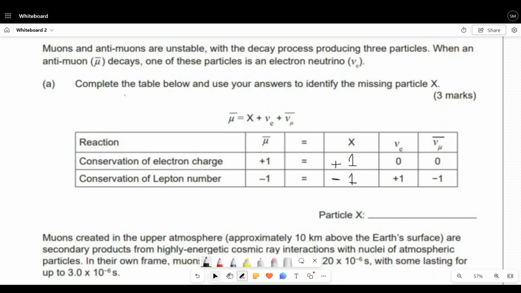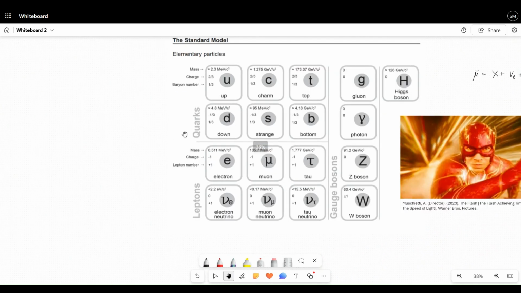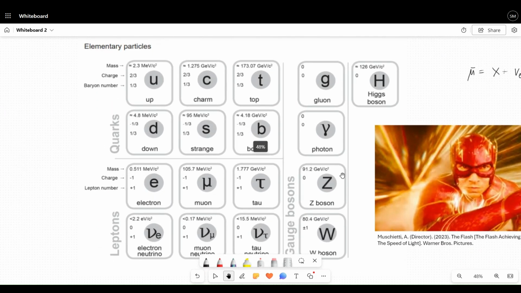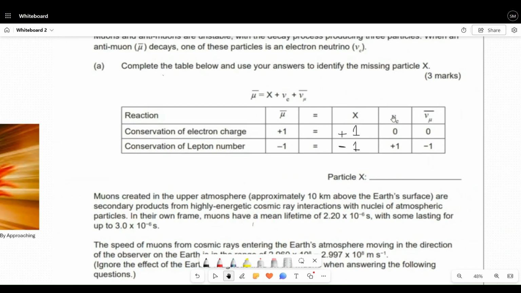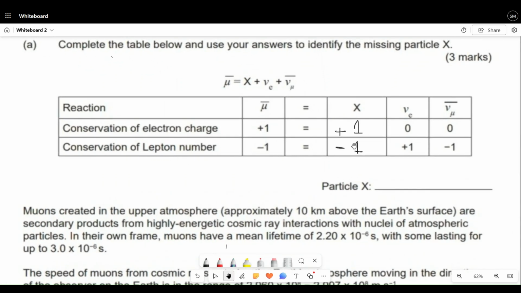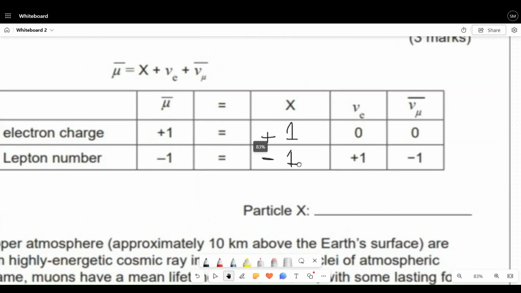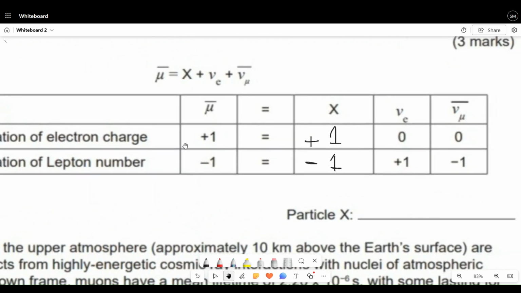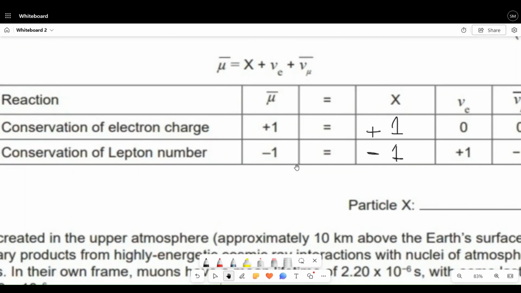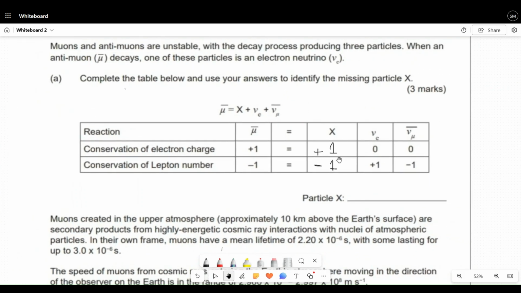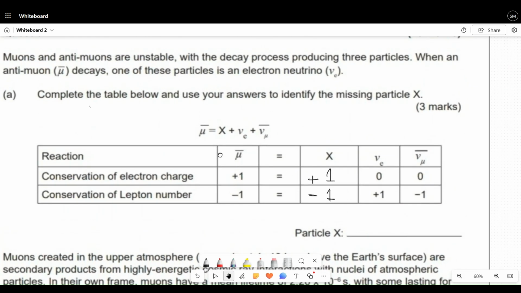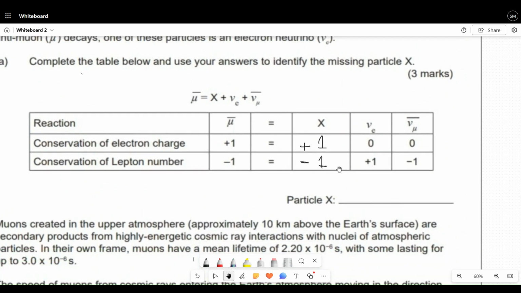Okay, so what is particle X? Well, for this, we have to refer to our standard model, which is in the formula sheet. So we can use this here to try and identify what particle X is. We know two things about particle X. We know it has an electric charge of +1, and we know it has a lepton number of -1. Now, every normal lepton has a lepton number of +1, right? It's only the anti-leptons that will have a negative in front. So we can immediately tell that this is probably an anti-lepton.